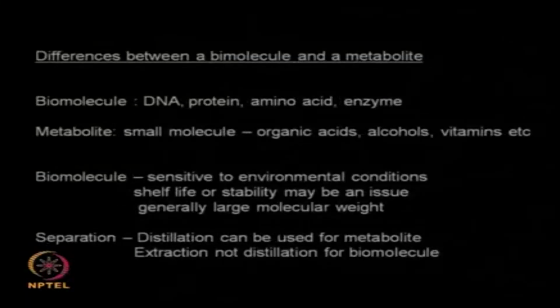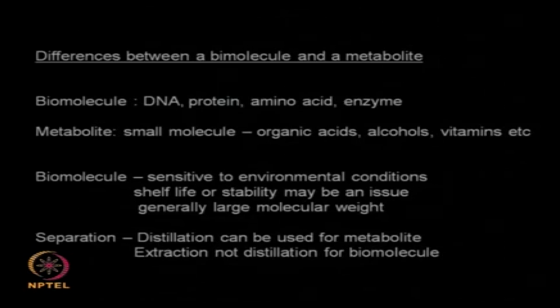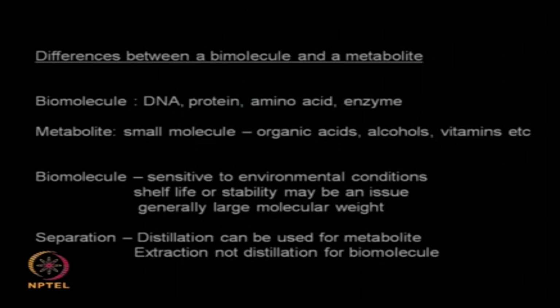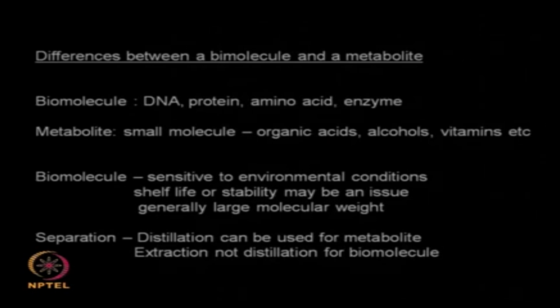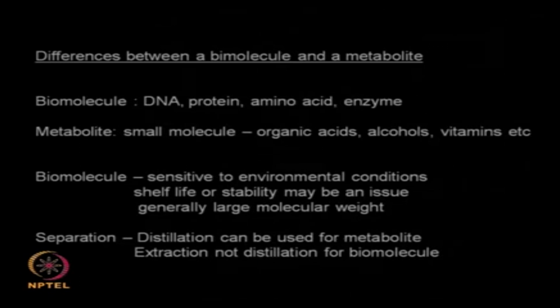So, when you use a fermenter or when you use a bioreactor, you get metabolites that are small molecules, or you get biomolecules, and the type of strategy of separation depends upon the type of molecule you get. So, you need to know some differences between the biomolecule and the metabolite. So, what is a biomolecule? It could be a DNA, it could be a protein, it could be amino acid, enzyme.